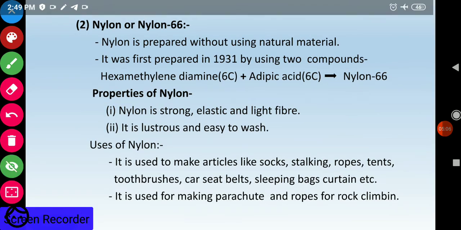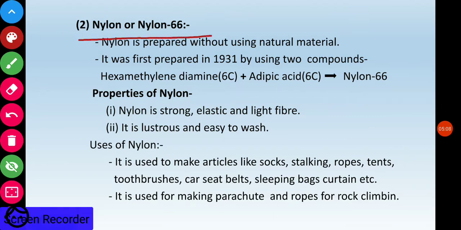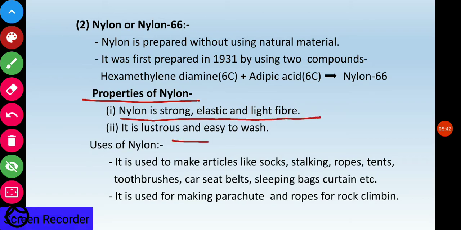Now, nylon or Nylon-66. Nylon is prepared without using any natural material. It was first prepared in 1931 by using two compounds, hexamethylene diamine (6C) and adipic acid (6C). So it is now termed Nylon-66. Now, properties of nylon. Nylon is a strong, elastic and light fiber. It is lustrous and easy to wash.